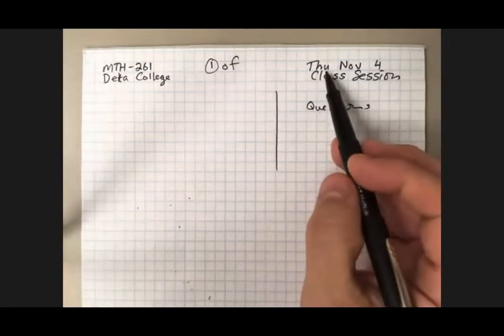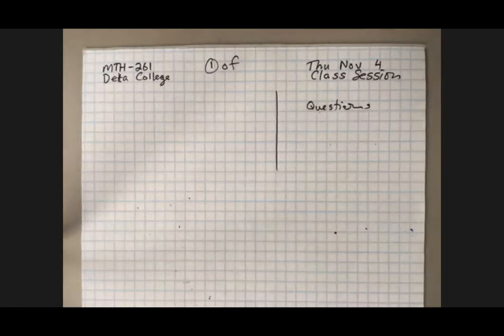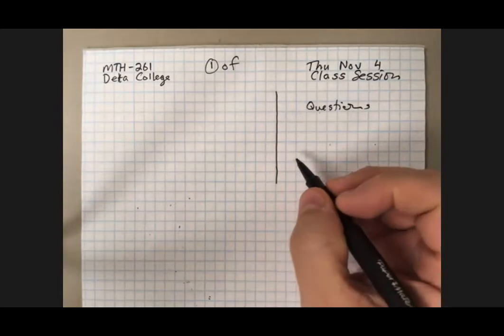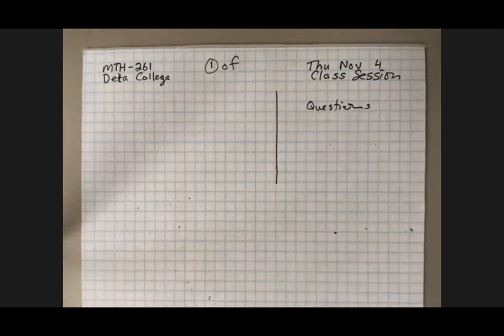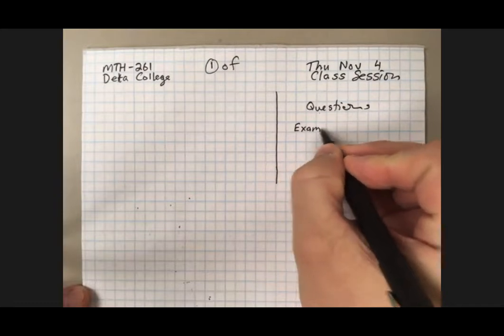Okay, good morning. Thursday, November 4 is our class session for multivariable calculus at Delta College. So we get to show you some interesting things today. And we're finishing up our discussion of chapter 5, which means we are getting ready for exam 2.